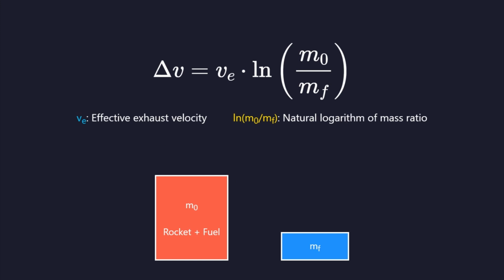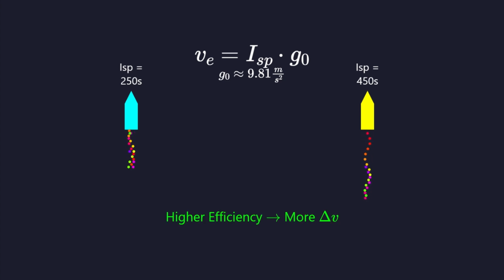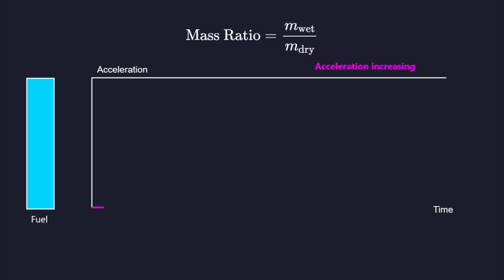We define initial mass as the rocket plus all its fuel. Exhaust velocity represents engine efficiency. It is often expressed as specific impulse in seconds, which we convert to meters per second by multiplying by standard gravity. Higher exhaust velocity means more change in speed for every gram of fuel consumed.